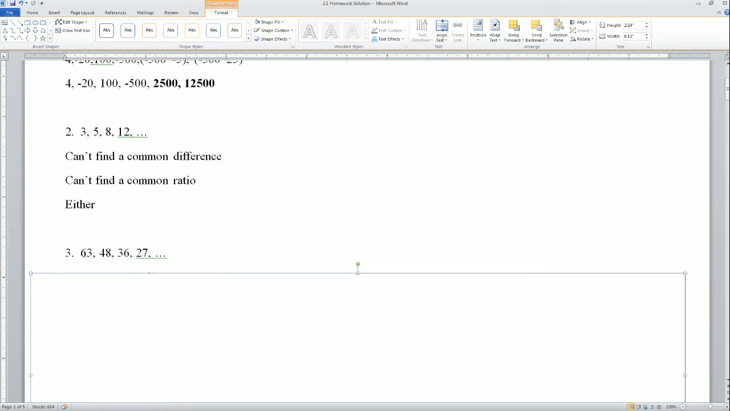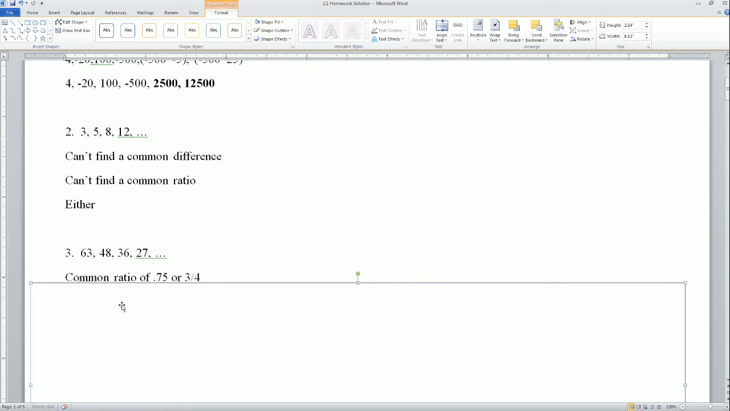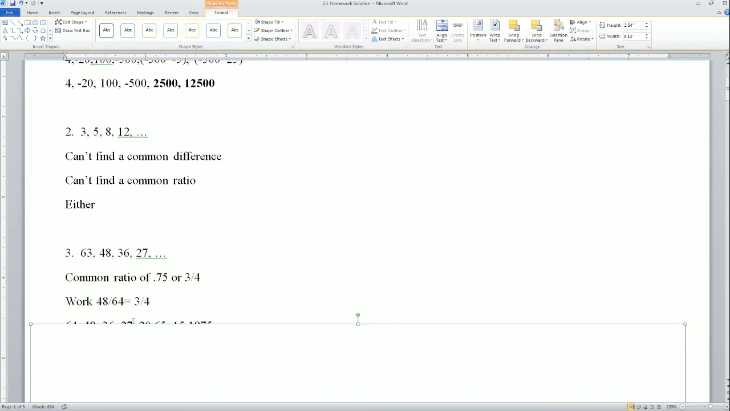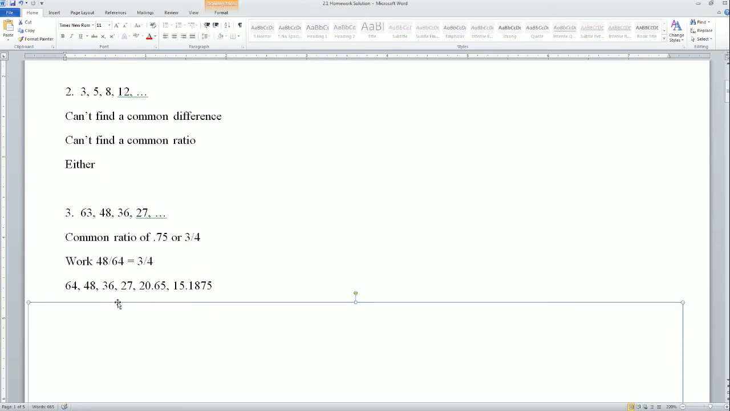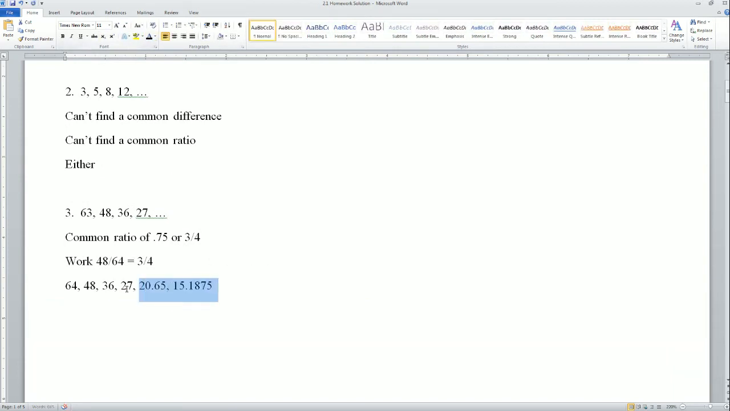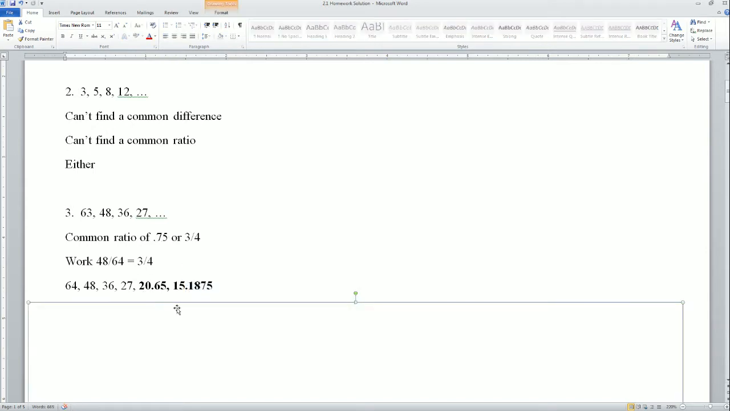3. 63, 48, 36, 27. I see the numbers going down. I found the common ratio is 0.75 or 3 over 4. Doing that work, I did 48 divided by 63. I saw that gets me a fraction of 3 over 4, or in decimal version, it is 0.75. So I can just apply that. Okay, 27 times 3 over 4 gets me 20.25. If I apply 20.25 times 0.75, it gets me 15.1875.